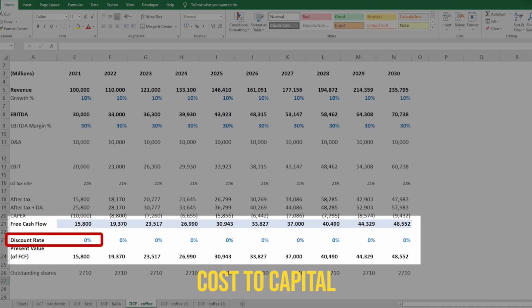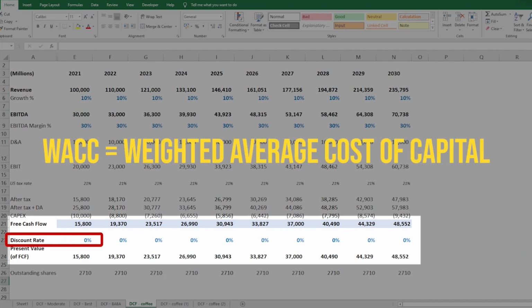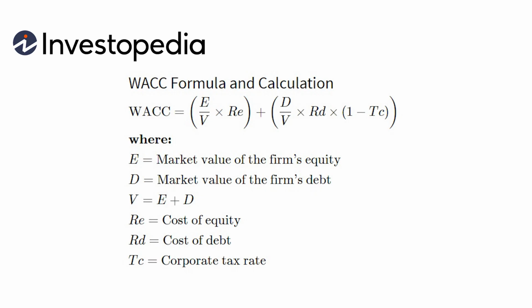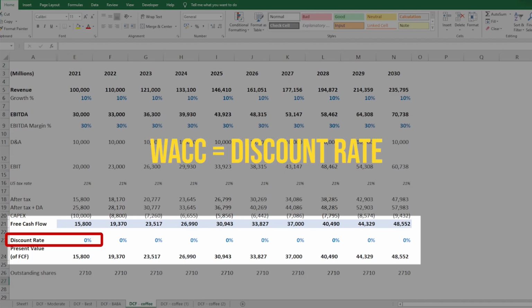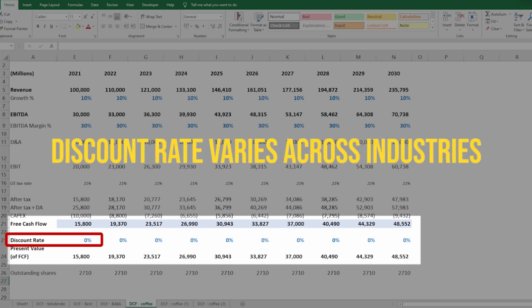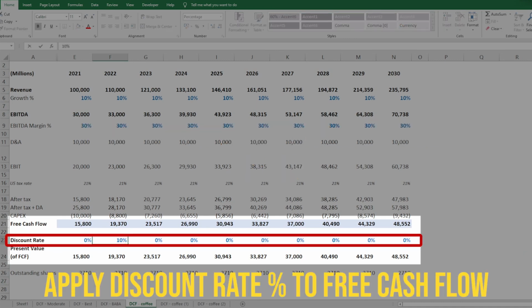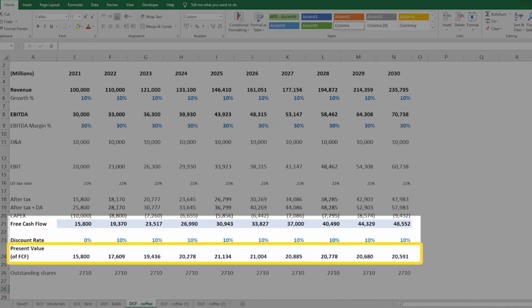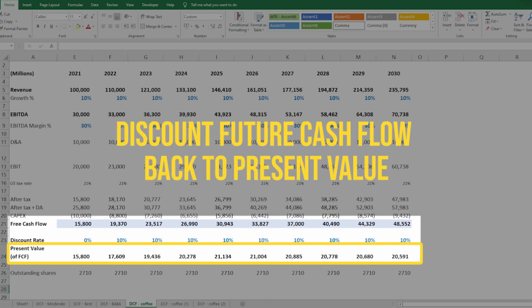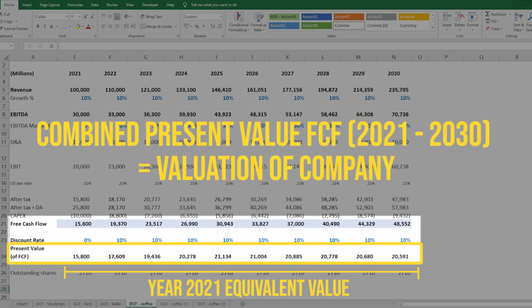There's a cost to your capital. This cost is the WACC. It is a weighted average on the cost of interest and equity. You can go to Investopedia to learn more about the formula, but in short, the WACC determines your discount rate. Typically, the discount rate for different industries varies. For the tech industry, it's usually about 8 to 10%. So after you apply the discount rate to your free cash flow and therefore bring the future cash flow back to today's present value, you combine this present value of free cash flow and that is your valuation of the business.